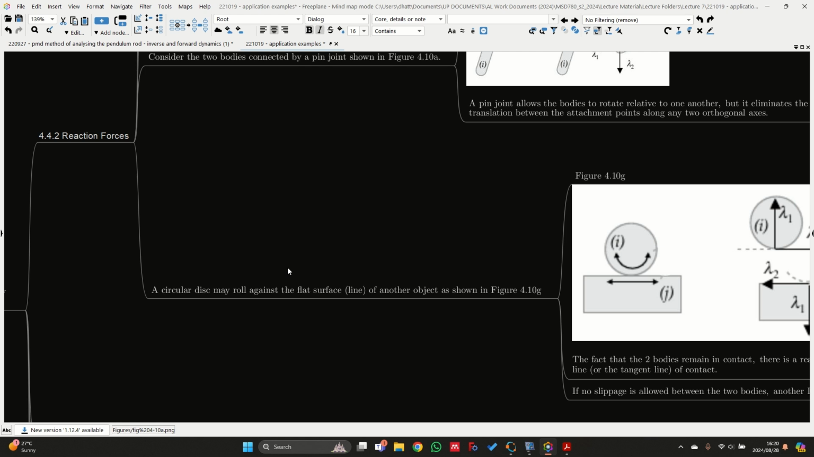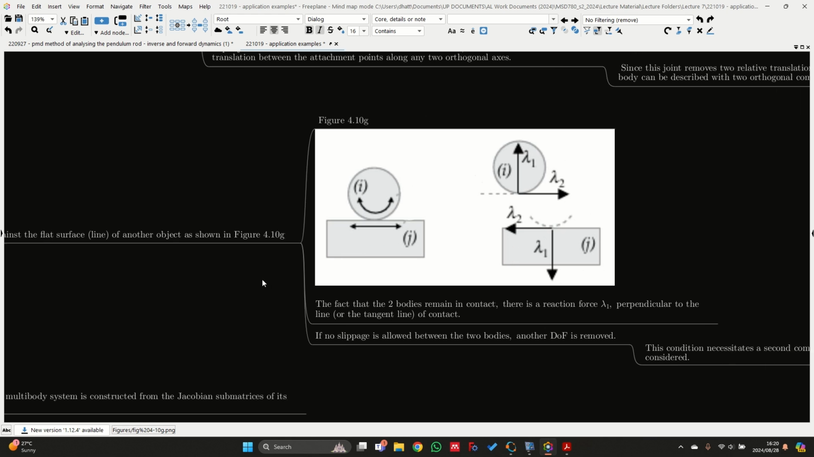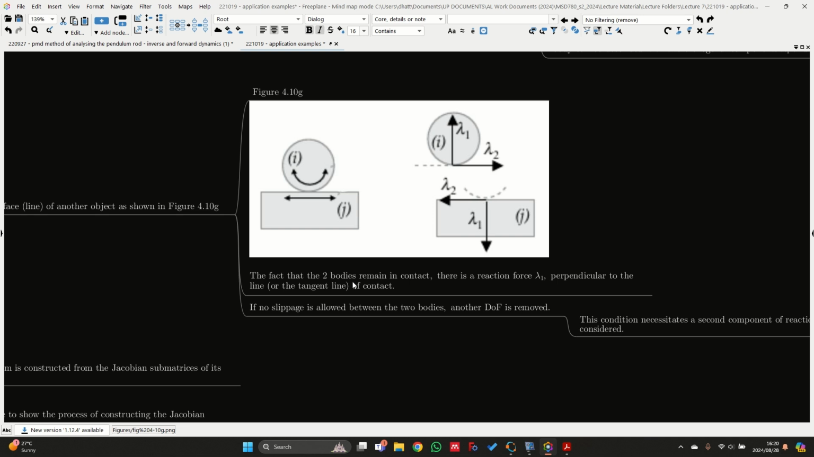A circular disc may roll against the flat surface or line of another object, as shown in figure 4.10g. Now in this case, body i and body j are moving. In our case for the cart, we actually consider body j as being ground, so it's stationary while the discs are rotating. The fact that the two bodies remain in contact means that there is a reaction force lambda 1 perpendicular to the tangent line of contact. This is basically seen as a normal force acting between the disc and, in our case, ground, or a second moving body which is in contact with the disc.